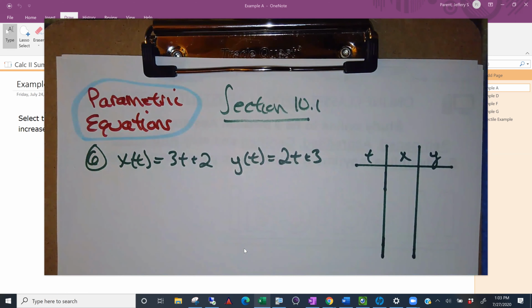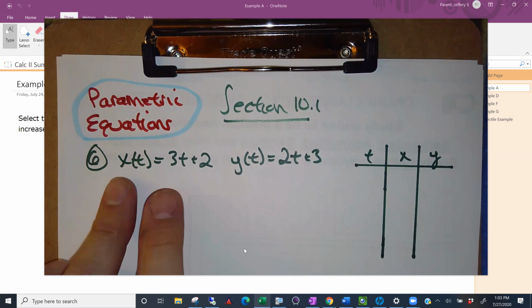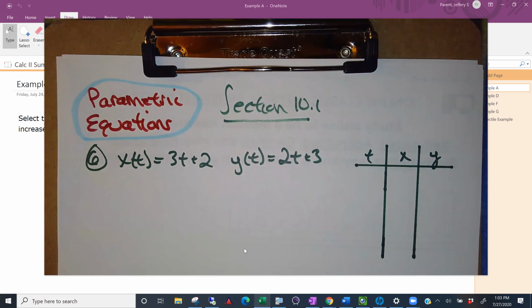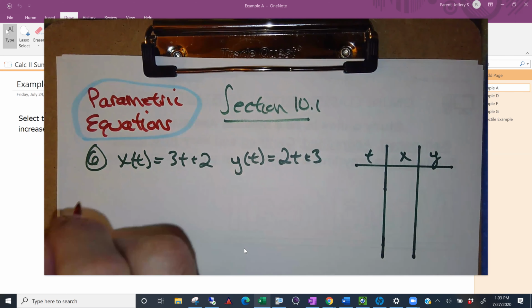But a parametric equation is going to be something that is based on a parameter. So, for example, here, problem number 6 from the book, we're going to find your x and y coordinates as being a function of t. So t in this case is your parameter.